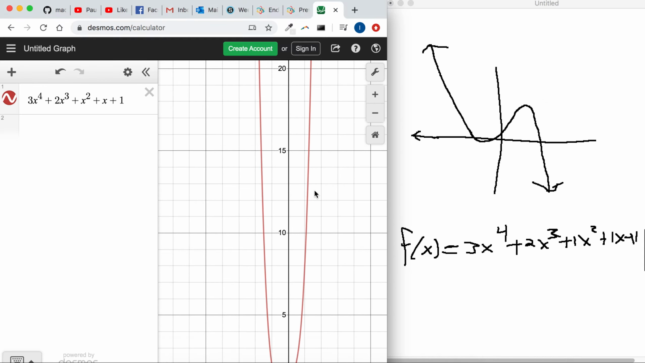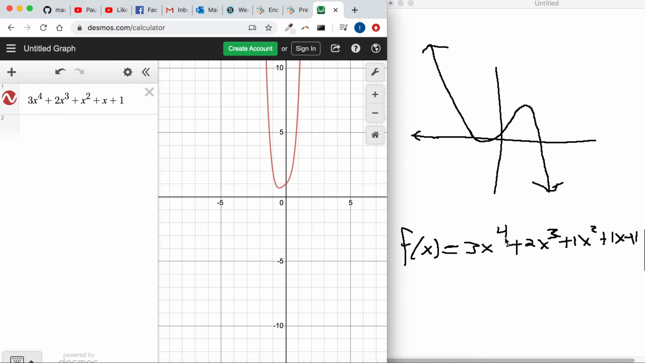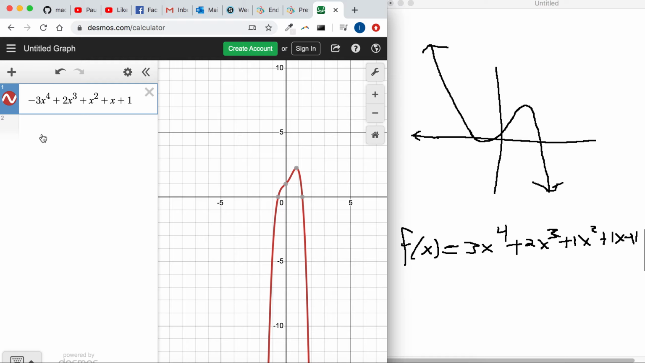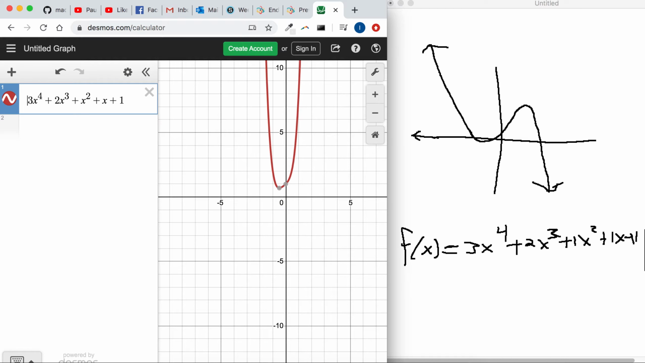So with an even degree and a positive leading coefficient, it goes to infinity on both sides, which doesn't match our case, right? But if we make the leading coefficient negative, it flips about the x-axis. Instead of going to positive infinity on both sides, it's decreasing on both sides. So that's not what we're looking for. We want it to be increasing from the left and decreasing from the right.